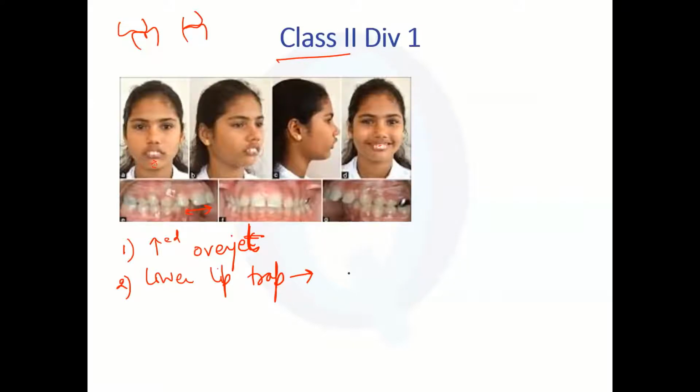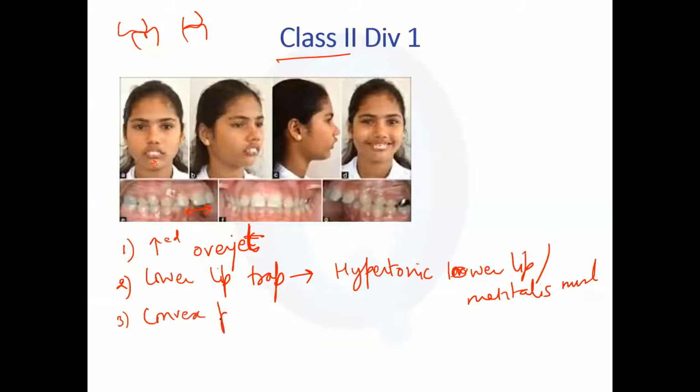Which tells you there is a hypertonic lower lip and mentalis muscle. What else? There is a convex profile. Very good. Convex will be in both, class 2 division 1 and division 2 both have a convex profile. Very good. Next.